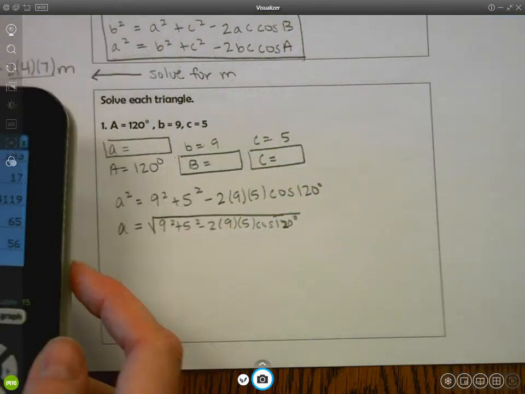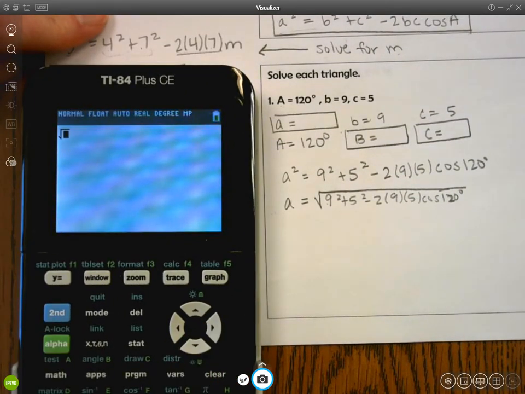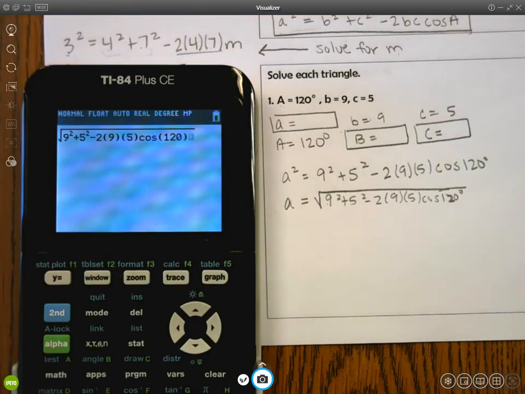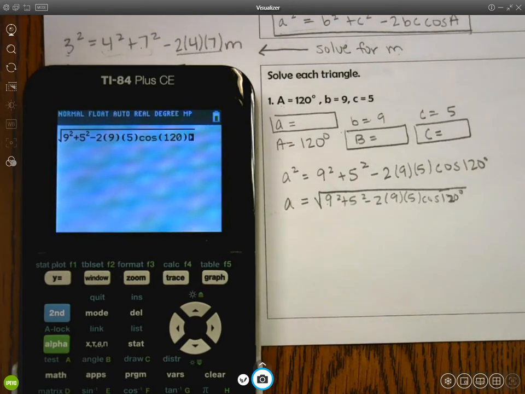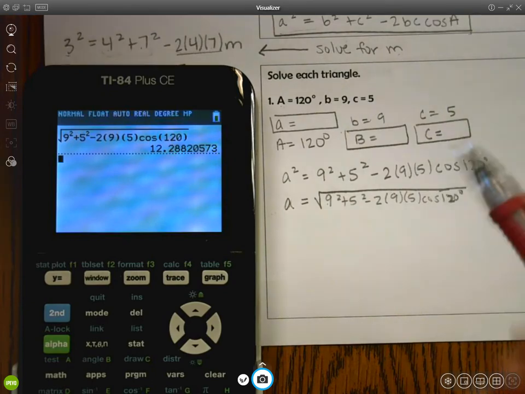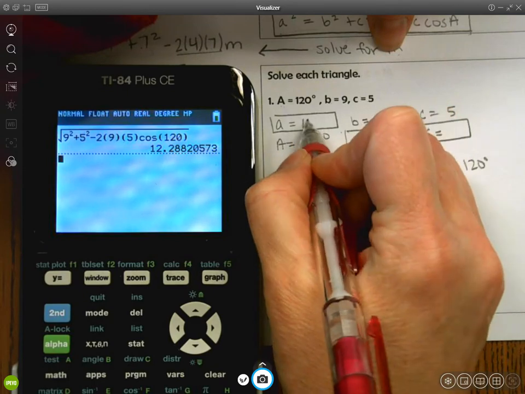In my calculator, see if I can make it all fit on the screen, we're going to do second square root, 9 squared plus 5 squared minus 2 times 9 times 5 cosine of 120. And again, we're in degrees, so make sure your mode is in degrees. Also, if you don't have a graphing calculator, your cell phone calculator will do this. You've got a square root button on there, and you'll have a cosine button if you turn your phone sideways. So we get A is roughly 12.3.